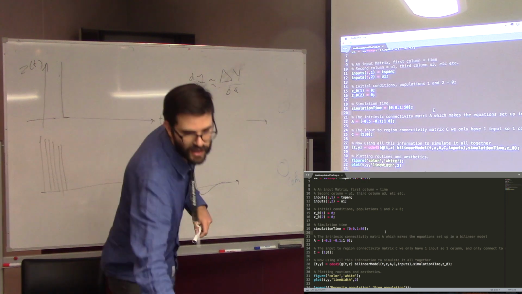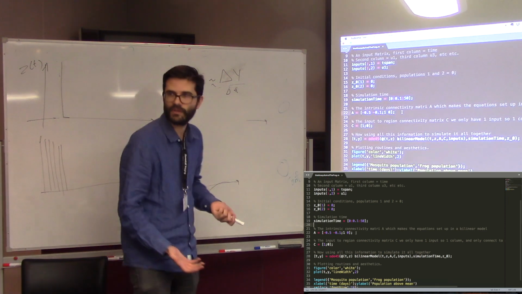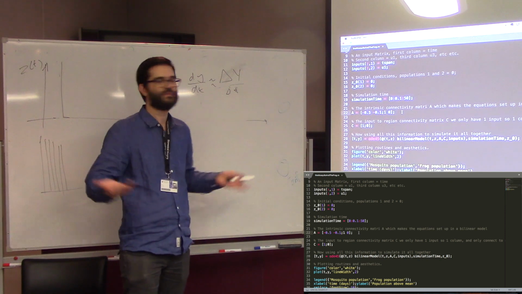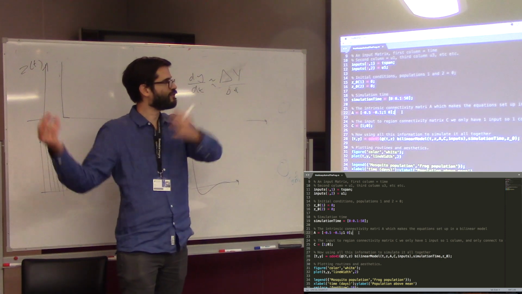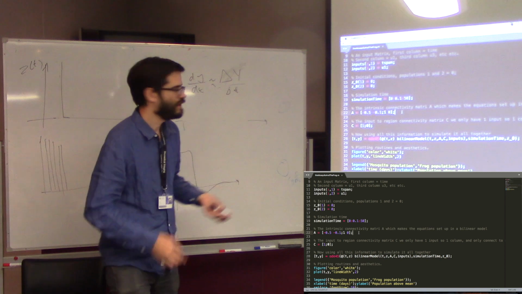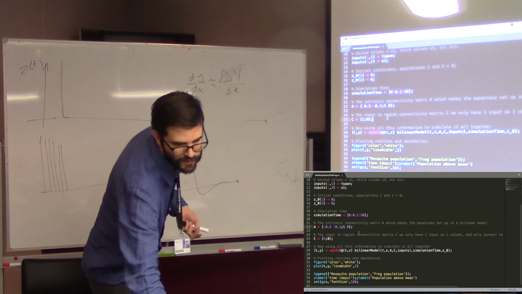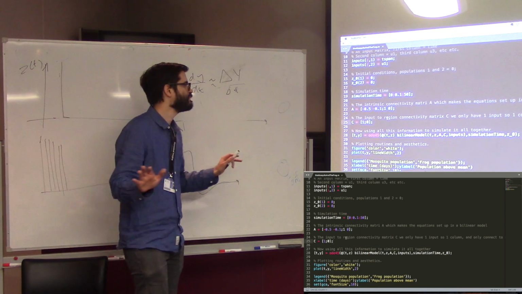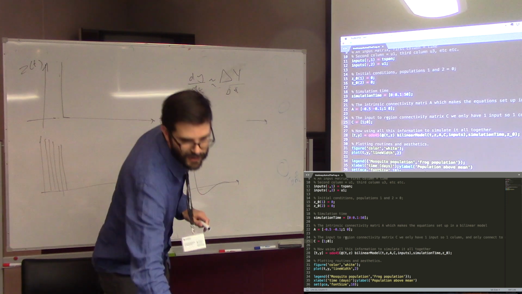Okay. Next thing, I've added connection matrix A. Remember we had the bilinear model. This is A. We can formulate the frog problem into the bilinear model. We also have the C matrix. Yeah, it's all good so far. All right, so this is how you solve it.